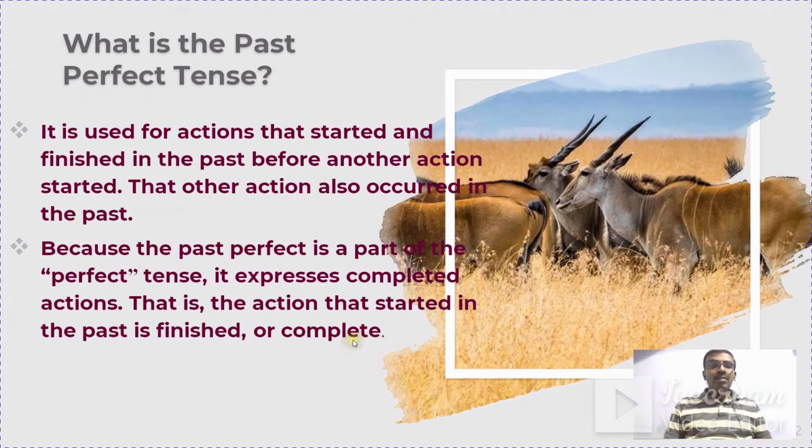What is a past perfect tense? Past perfect tense is used for actions that started and finished in the past before another action initiated. So one action is being initiated while another action had been completed. Two actions happened in the same past, and both of them were completed in the past.